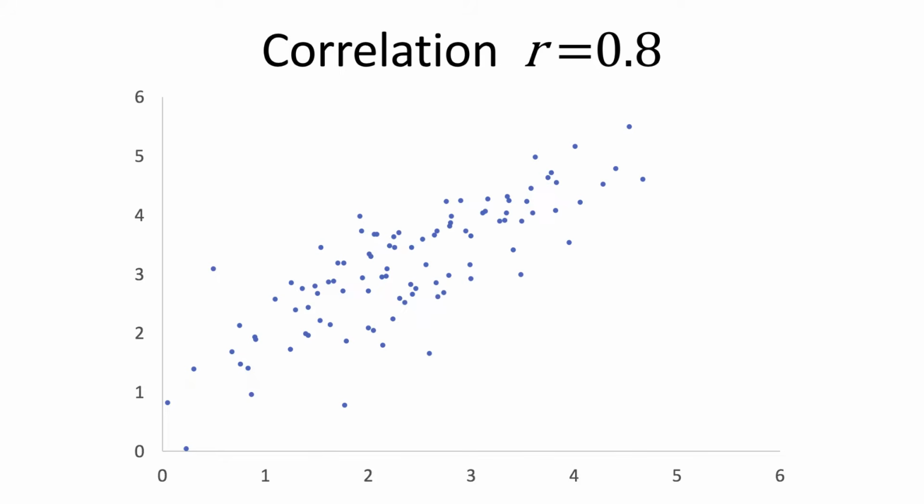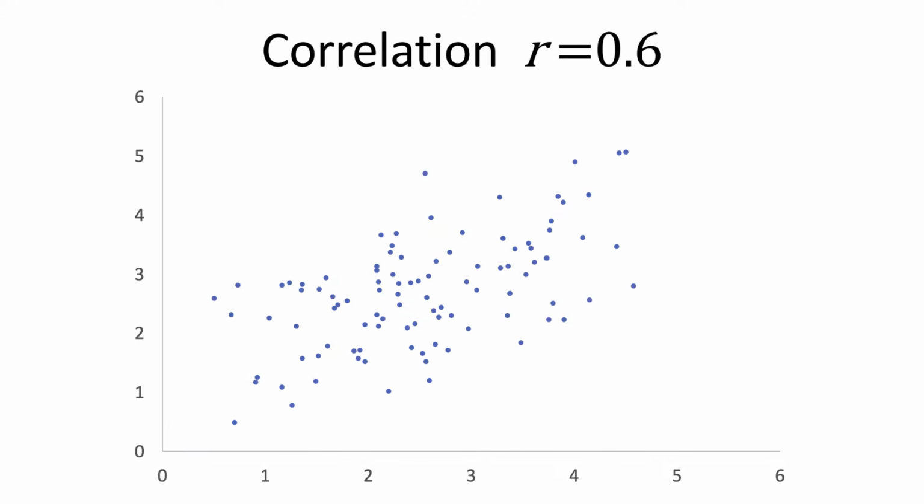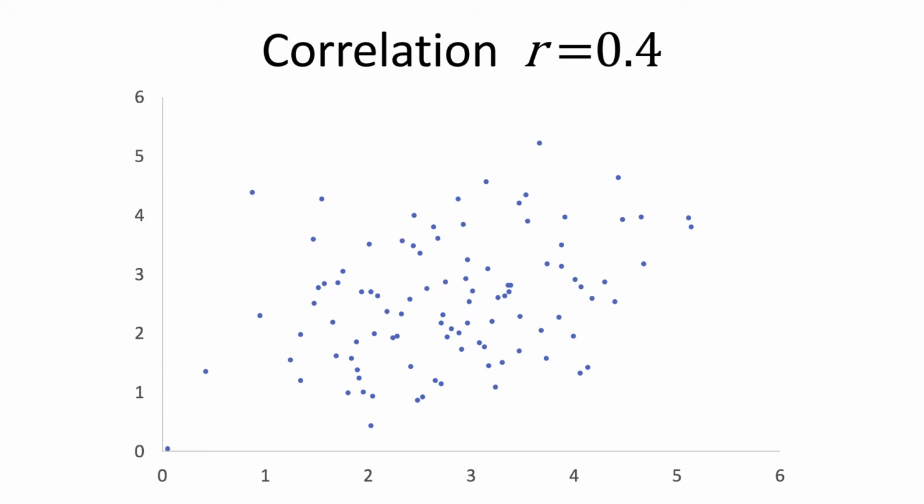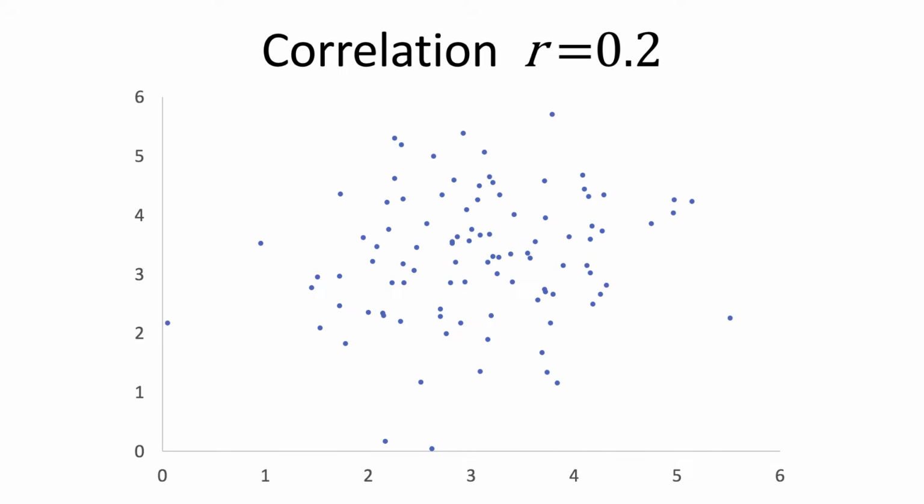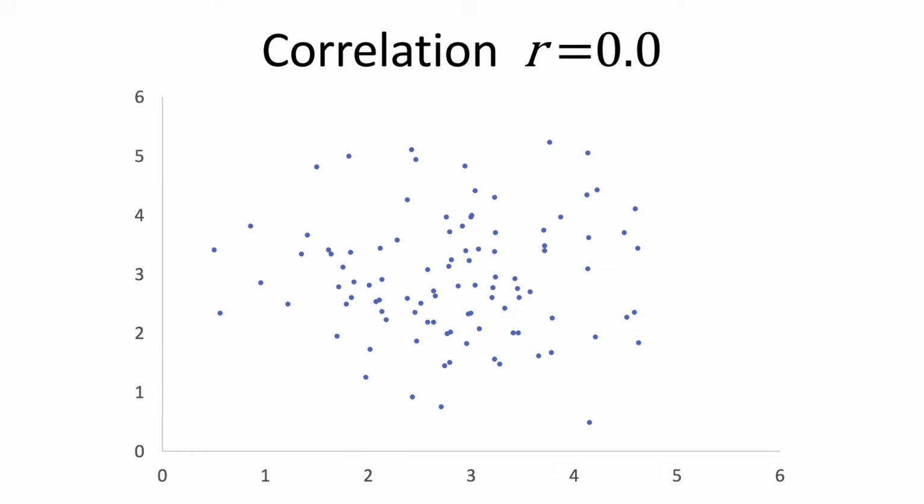As we move from 1 down to 0, we can see each step the relationship gets a little weaker. 0.6, 0.4, we can still see a positive trend, but the points are spread out more and it's harder to see the trend. As we get really close to 0, the positive trend becomes difficult or impossible to detect. And then at 0, no trend is present at all.